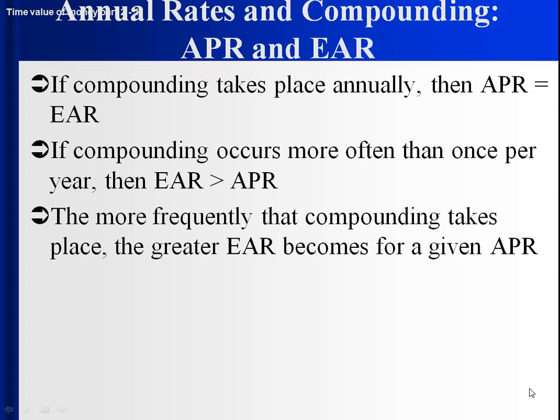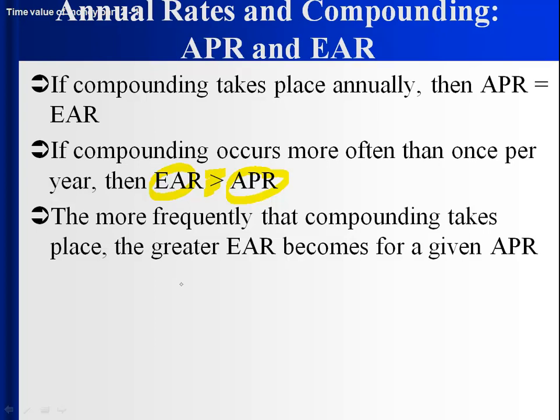If compounding takes place annually, then the APR equals the EAR because compounding takes place every year, and so the rate for a year captures all compounding, so they're equal. However, if compounding occurs more often than once per year, takes place semi-annually or quarterly or monthly, then the EAR is greater than the APR. There's the effect of interest on interest. And in fact, the more frequently that we have compounding, the greater the EAR becomes for a given APR.